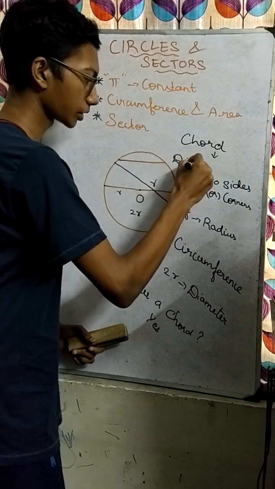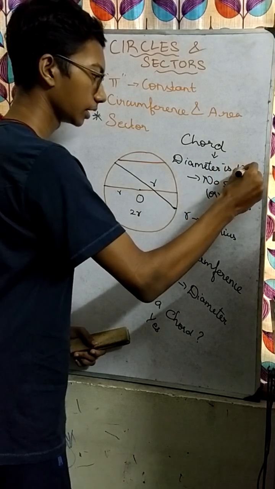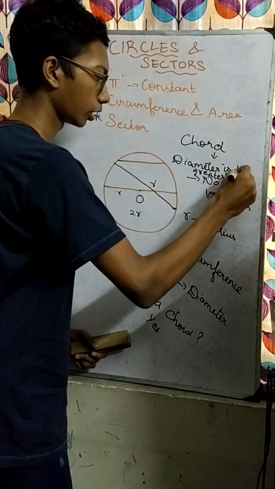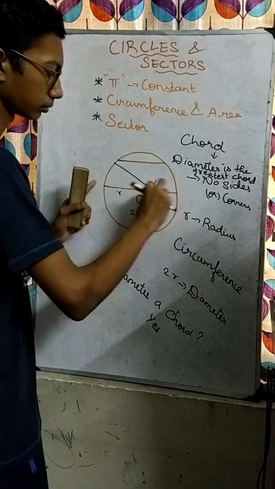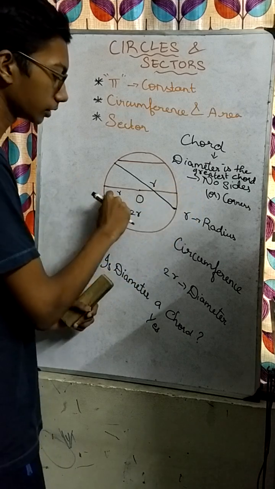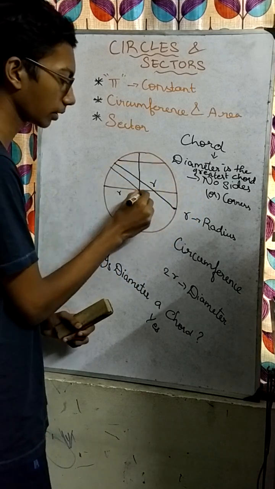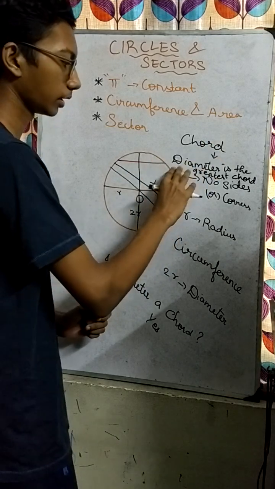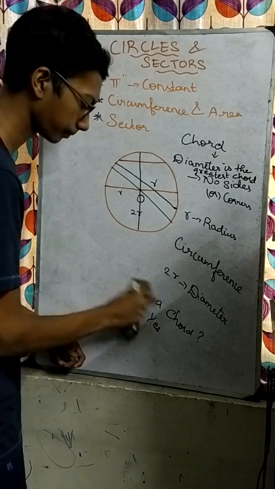So in a circle, the diameter is the greatest chord because it is the biggest distance. It is the lengthiest of all the chords. And this is not the only diameter. A circle has infinitely many diameters. So this is the thing with chord, diameter, radius and circumference of a circle.